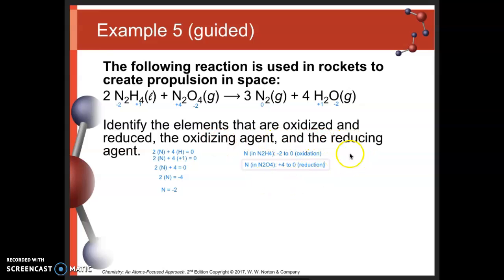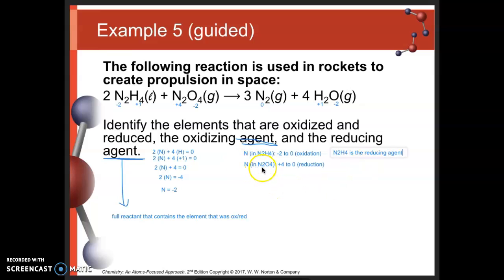Now, what is the oxidizing agent and what is the reducing agent? Here's where we have to be careful. These terms, oxidizing agent, reducing agent, the term agent here really means one thing in particular. I need the full reactant that contains the element that was oxidized or reduced. So to that end, the nitrogen in hydrazine was oxidized. That means that the hydrazine itself is the reducing agent.